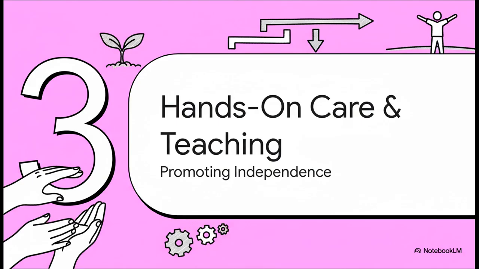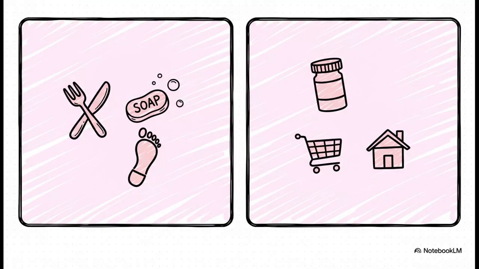The goal of our hands-on care isn't to make the patient dependent on us. It's actually the opposite. It's to empower them to be as independent as possible. And this is where we see two types of activities we help with. On one side, you have ADLs, activities of daily living. Think basic survival stuff: eating, bathing, walking around. On the other side, you've got IADLs, or instrumental activities of daily living. These are the more complex things someone needs to do to live on their own, like managing their meds, shopping for food, or keeping their house clean.